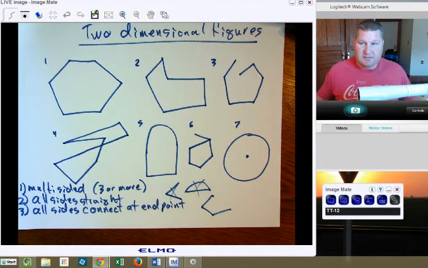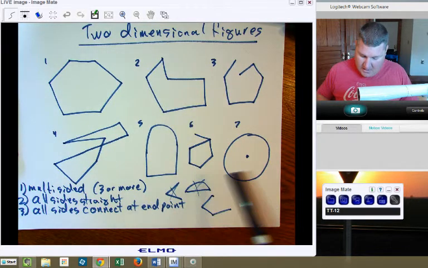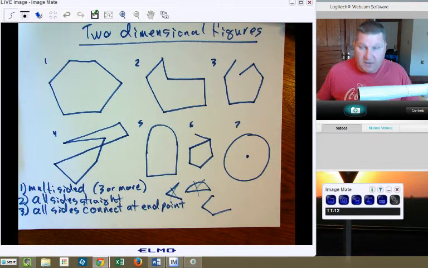But in the meantime, let's do a quick review. Which ones are polygons? 1, 2, and that's it. 1 and 2 and 7. 1, 2, and 7 are polygons. So that's what you have for polygons.